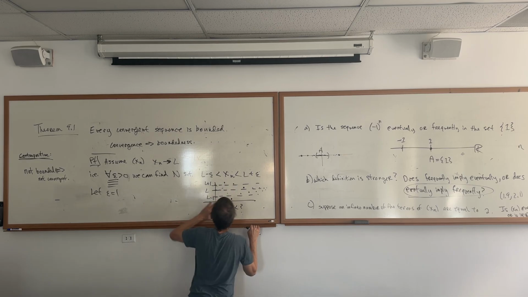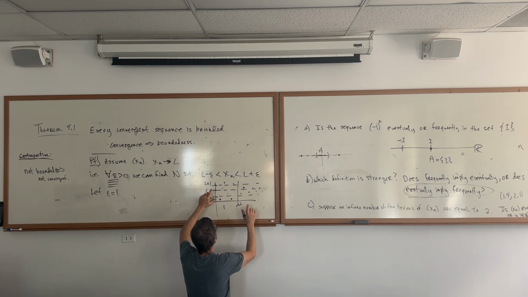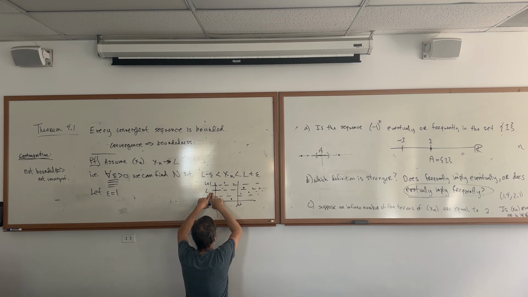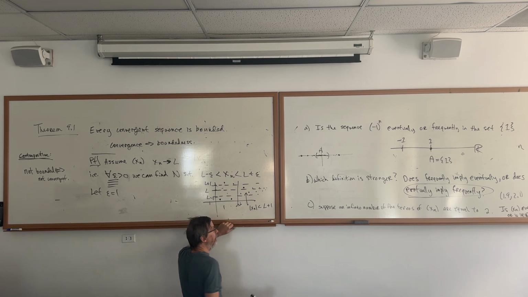Notice how, if I say this, so here's my n, here's my response. I picked epsilon as 1. I've got this tube that's 2 units wide, sits centered at L. From this point on, all the stuff inside here, its absolute value is less than L plus 1. Because it's under that number.